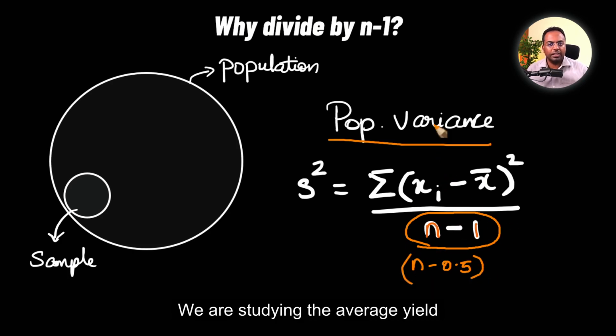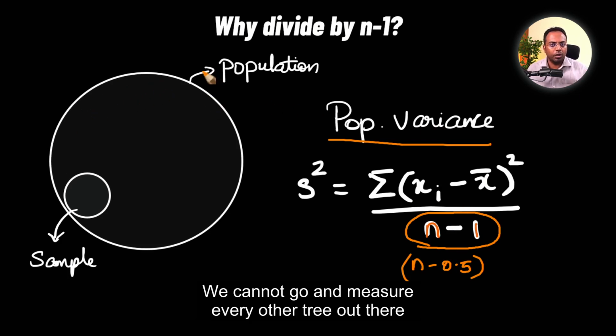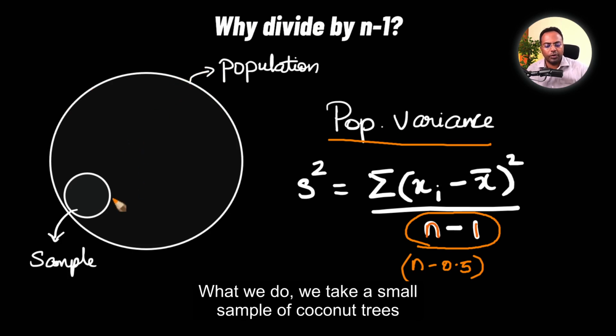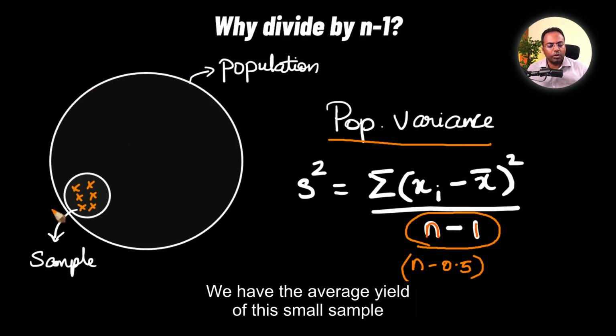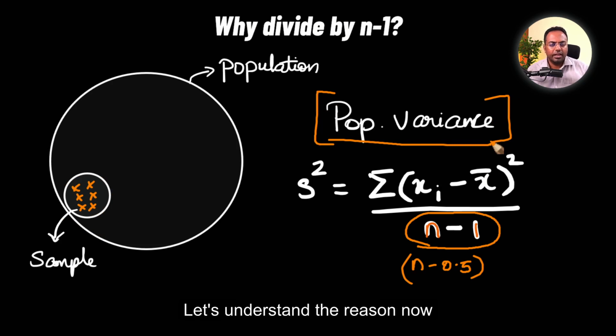We are studying the average yield of coconut trees for the entire population of the coconut trees, right? We cannot go and measure every other tree out there. So what we do, we take a small sample of coconut trees. So we have the average yield of this small sample. From these sample values, we want to estimate the population's variance. So this is the context. Let's understand the reason now.